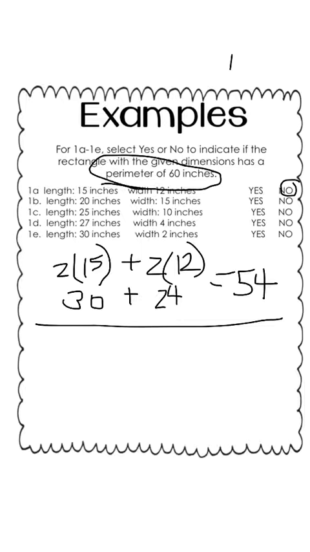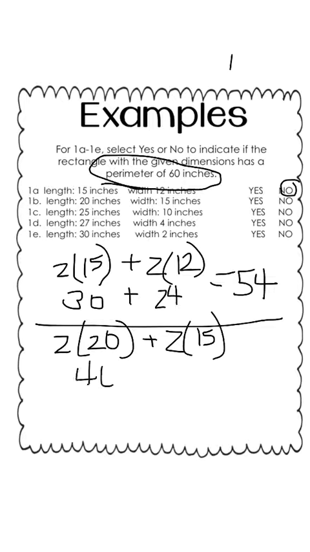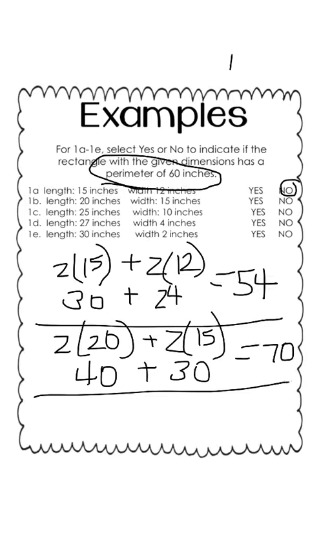Now I'm going to go to 1B. So that's 20 inches and 15 inches. I know that 2 times 20, plus 2 times 15. So 2 times 20 is 40, plus 2 times 15, which is 30, and 40 plus 30 together equals 70. So again, my answer would be no.